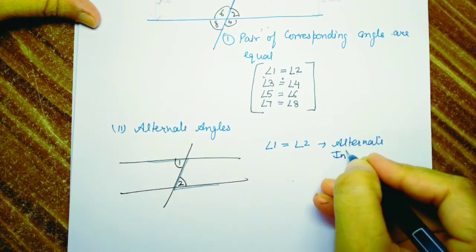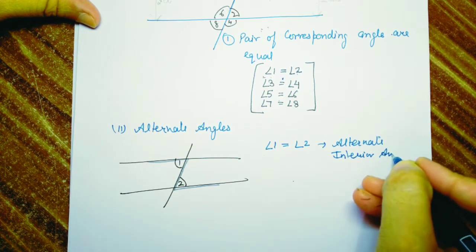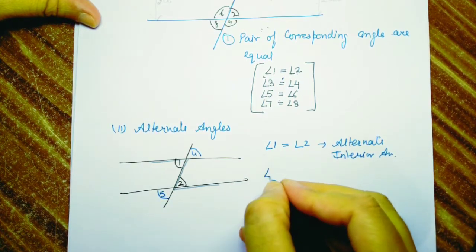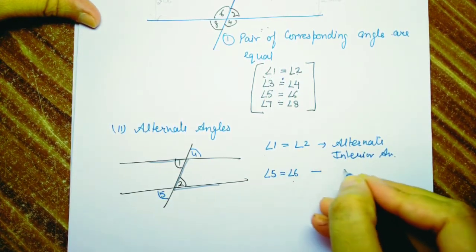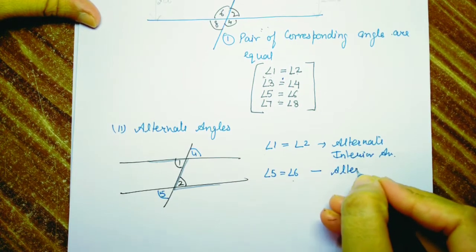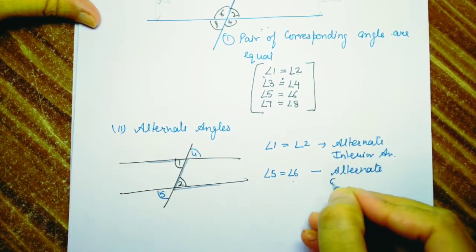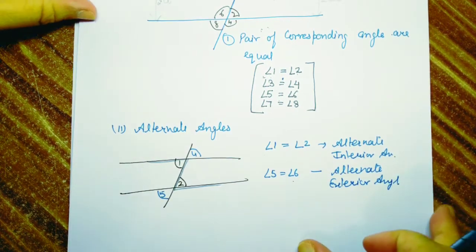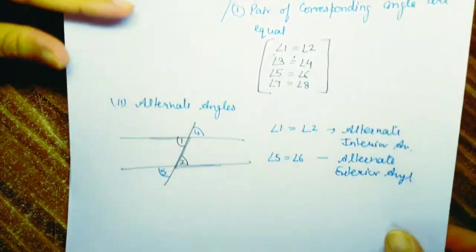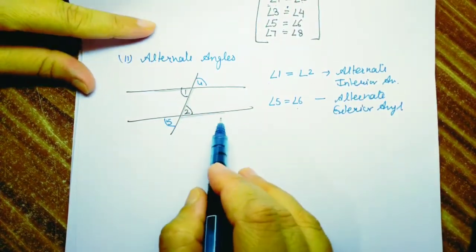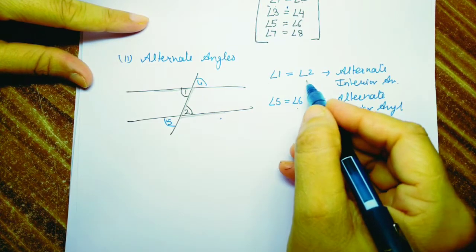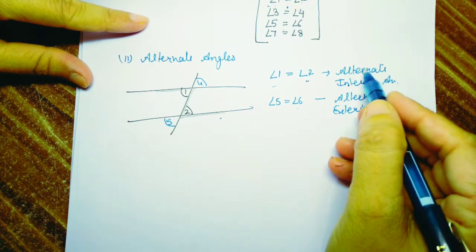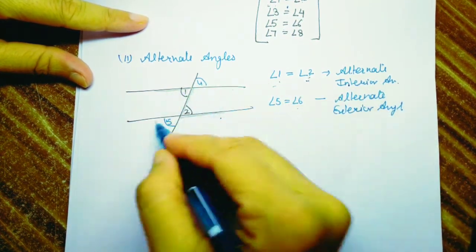Alternate interior angles. Same, if this angle is 4, then here is angle 5. So we can say angle 5 equals angle 6. The reason, alternate exterior angles. So these alternate interior or exterior angles are equal when lines are parallel. So if they have given that angle 1 and 2 are alternate interior angles and these two angles are equal, we can say if the angles are equal, then the lines should be parallel.